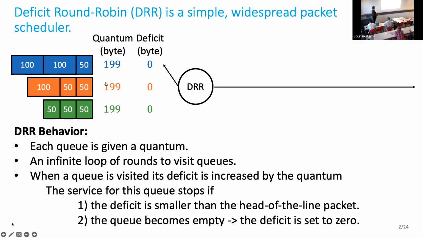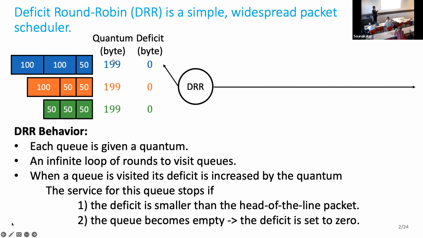For example, here, I assume that we have 3 flows, 3 queues, and I want to run a DRR to serve these packets. For the first queue, the blue queue, I assume that I have 3 packets with the following sizes. What a DRR does is first allocate some quantum value to each queue. Here, I allocated the same quantum equal to 199 bytes. Then it will visit these queues in a round robin manner.